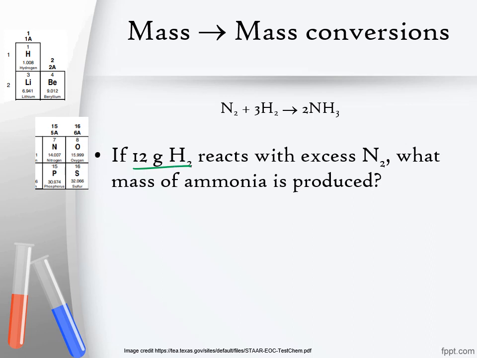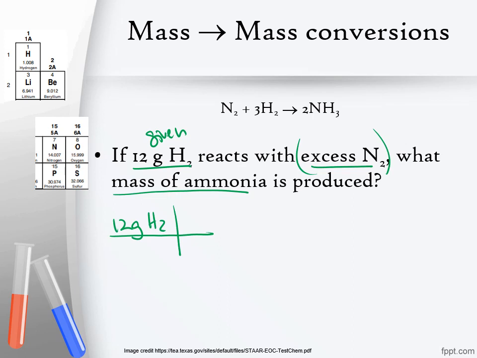12 grams of hydrogen gas react with excess nitrogen gas. That just means that we have extra. Don't worry about running out. What mass of ammonia is produced? So we're going to start with our given. 12 grams of hydrogen gas. We're going to convert our grams into moles because we always have to go to moles first. How do we do that? I've got grams on top, put grams on bottom, turn my grams into moles.